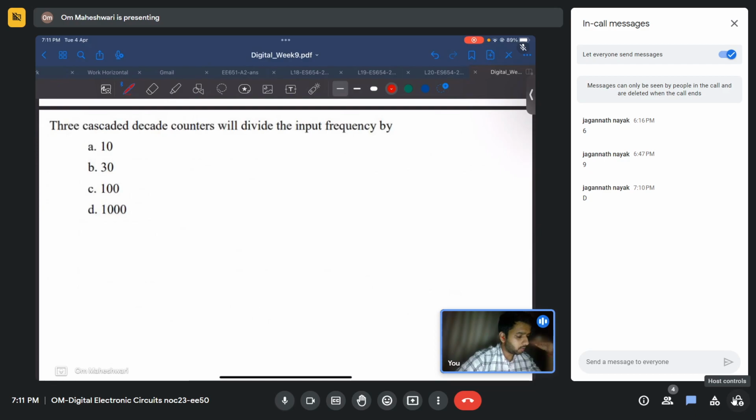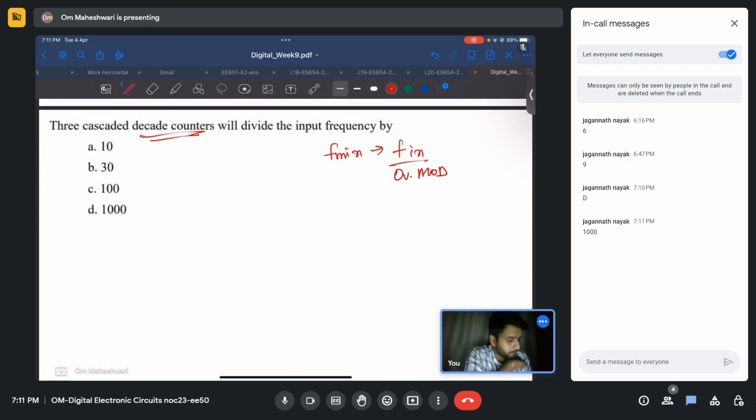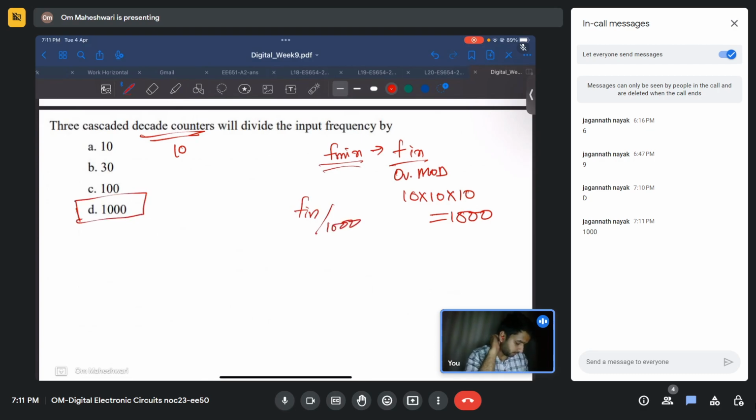Three cascade decade counters will divide the input frequency by. They will divide by their modules, like we know F min is F in by overall mod. So decade counter means 10. Yeah, 10. So overall mod is 10 into 10 into 10. The total is 1000. F min will be F in by 1000. It was easy.